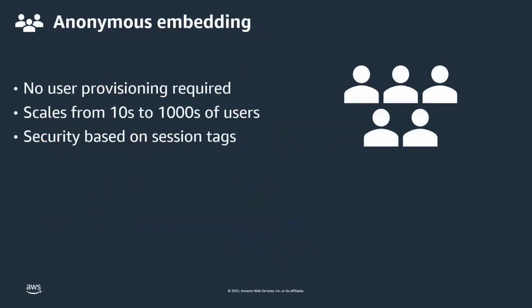Okay, so as the name specifies, this is best suited in use cases where you do not require to provision the user in your applications, right? This helps you roll out Amazon QuickSight to end users faster. And as the application popularity grows, it will scale from tens to thousands of users, right?